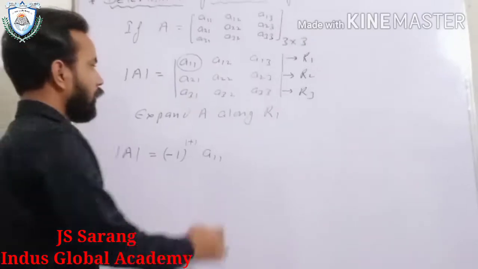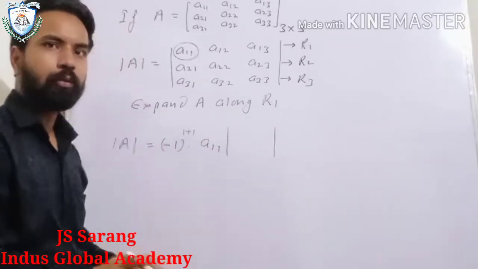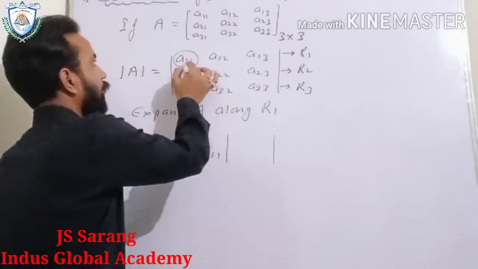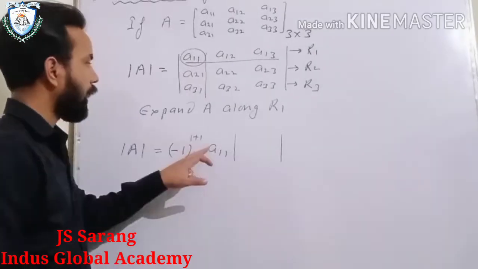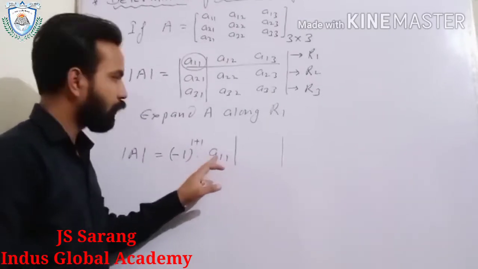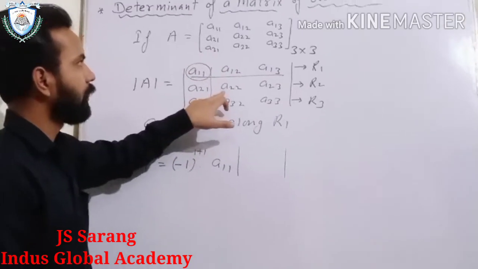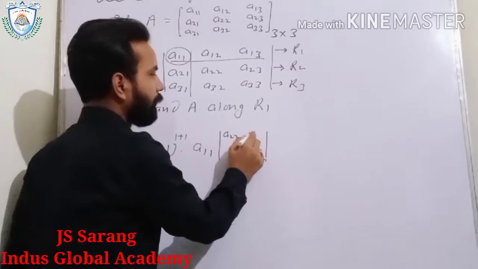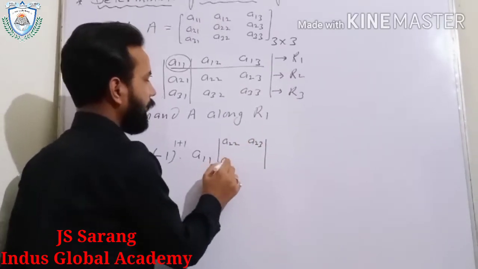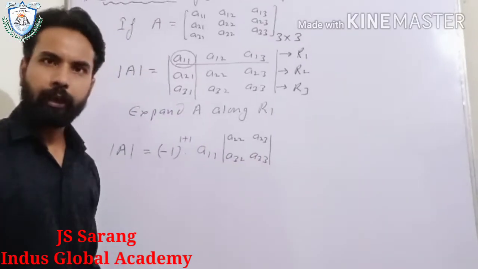Clear? Now we have to write the determinant of order 2 by 2. Which determinant? We will hide the first row and first column, because I have written here A11. So we will hide first row and first column. What is left? A22, A23 and A32 and A33.